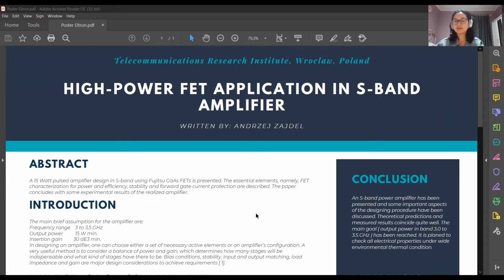When one designs an amplifier, they can choose either a set of necessary active elements or an amplifier's configuration. Now, a very useful method is to consider a balance of power and gain, which will ultimately determine how many stages will be indispensable and what kind of stages have to be. To achieve requirements, bias conditions, stability, input and output matching, load impedance, and gain must be considered majorly.